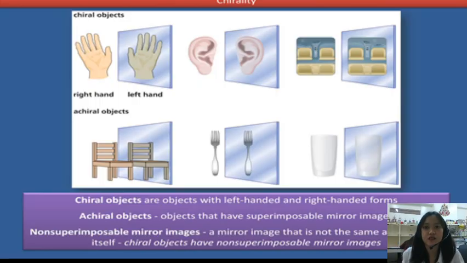Okay. Next. Example natin, chiral objects. Chiral objects meaning you have right hand and left hand. You have your ear. Achiral objects, you have your chair. So, tingnan, kahit na may mirror sa tabi, it appears the same. Okay? Yung mirror image niya is the same with your object. You have the chair, you have the fork, and the glass.